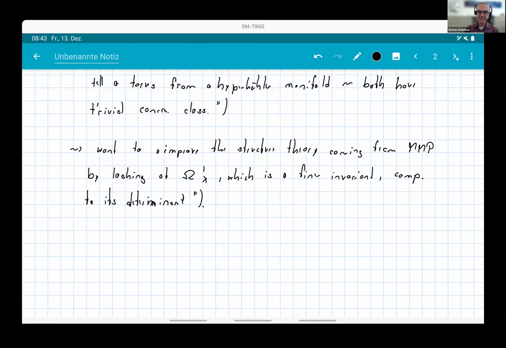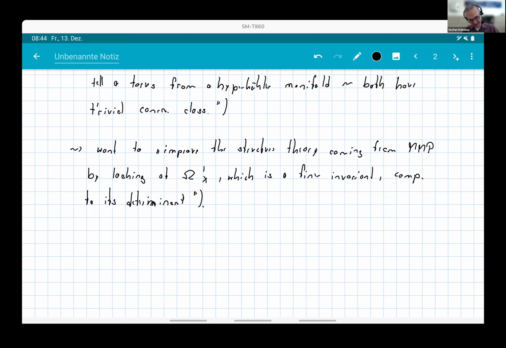And you might ask, why don't I just do it? So what's this fuss with all the Campana pairs about? Why, if I want to look at omega one, why don't I just look at omega one and instead start this fuss with Campana pairs?